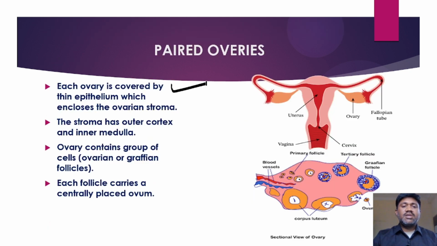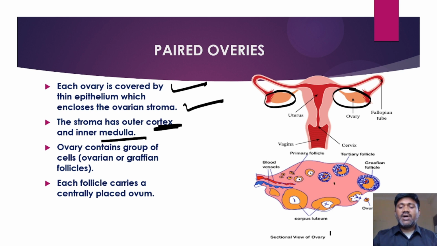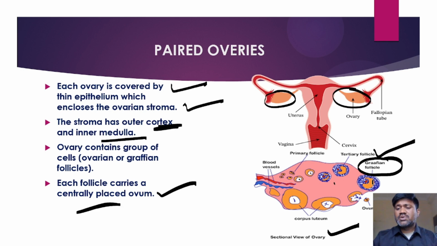Generally each ovary is covered by thin epithelium, which encloses the ovarian stroma. Inside is the stroma, and this stroma is divided into two parts: the outer part is the cortex and the inner one is the medulla. When we observe the sectional view of the ovary, we can observe the follicles inside the ovary. They are called Graafian follicles. Each follicle generally carries a centrally placed ovum. You can observe here one ovum is there. So in each Graafian follicle we can observe one ovum.